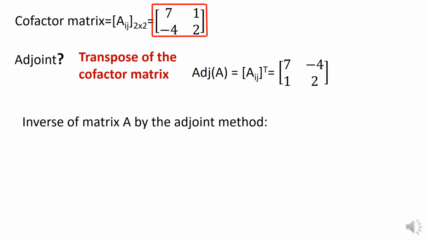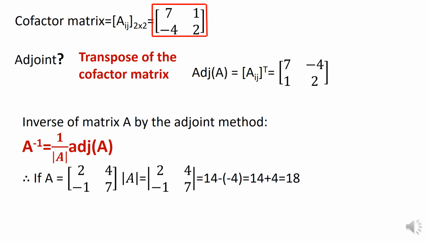Now, using the adjoint, how to find the inverse of the matrix? This was our main aim, to find the inverse of a given matrix by the adjoint method. Now, the formula for finding the inverse is A inverse is equal to 1 upon mod A into adj A. Now, A was the given matrix. It was given in the question in the previous slide.